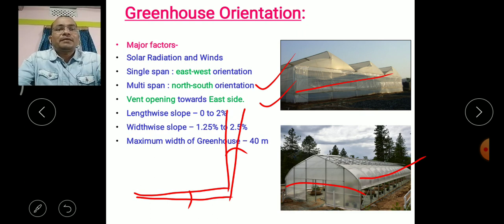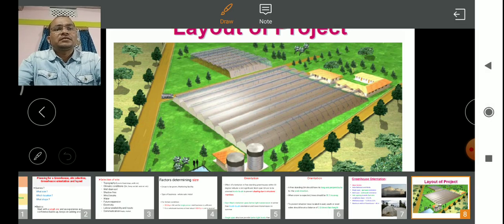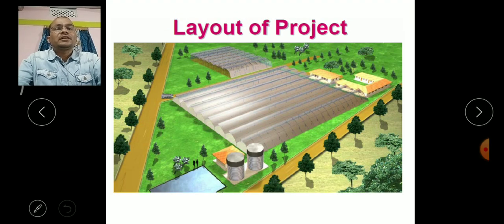So now the maximum width of a greenhouse can be 40 meters. There is some limitation. A 40 meter width gives better results for circulation. Okay, fine. And this is all about the layout. So this is your main structure, this is your greenhouse production house, this is your sales area, some zones are there. Come to the next slide, it will be clearer to you.